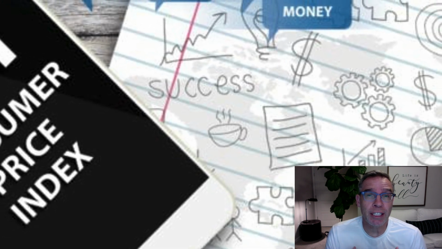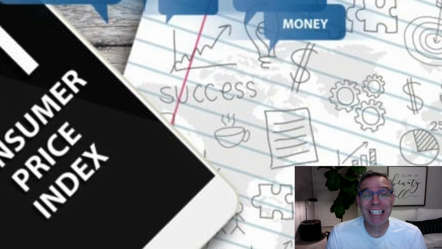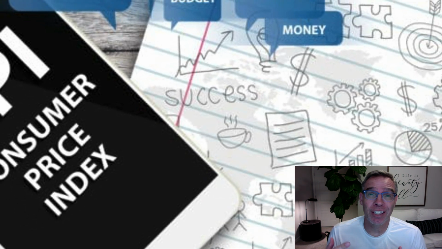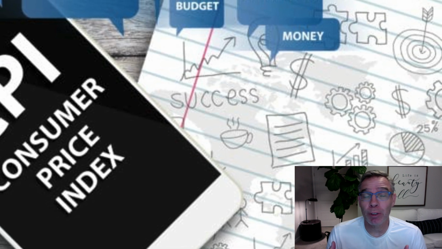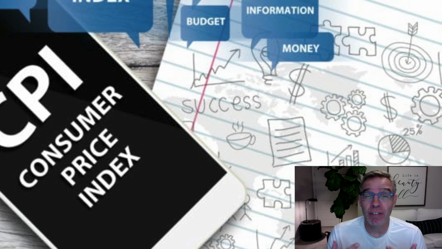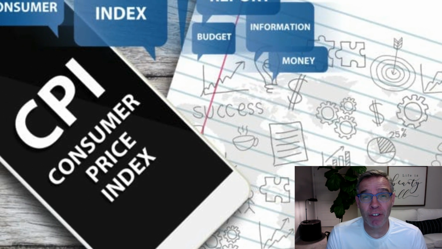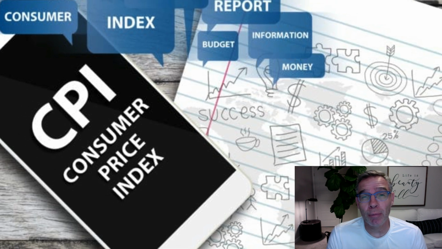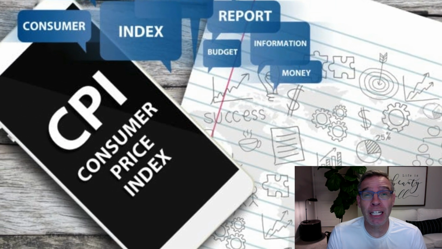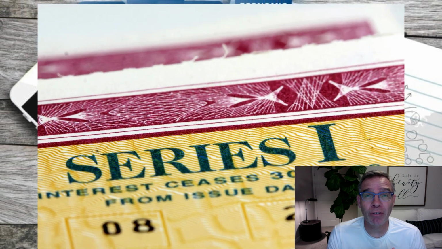You may have noticed that the CPI number came out today. What is the CPI number? It is the Consumer Price Index. That is a statistic calculated by the Bureau of Labor Statistics here in the United States, and it gives us an idea of the inflation rate. Now today, we're not going to discuss the breakdown of those CPI numbers. What I want to talk about is the CPI number in relation to your I bonds, and what the number that came out today means.